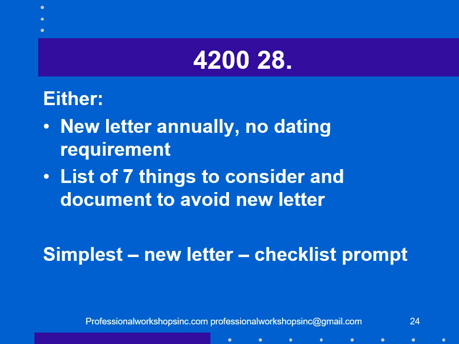So you either get one annually, or there's a list of 7 things to consider and document to avoid getting a new letter. And I kind of look at that list and go, that would take me a day to obtain and document, and a lot of work to determine that I don't need to get a new letter. So simplest in my view, just get a new letter, have a checklist prompt, we got a new letter.